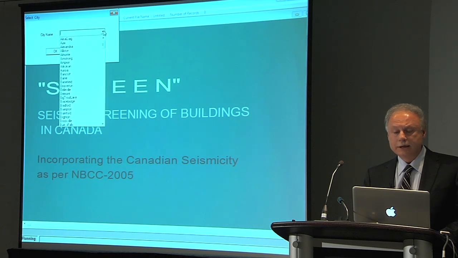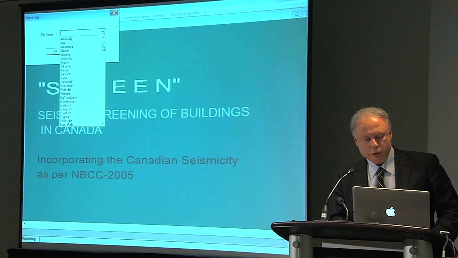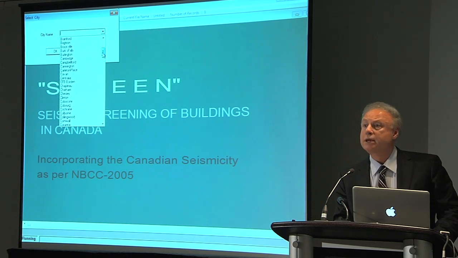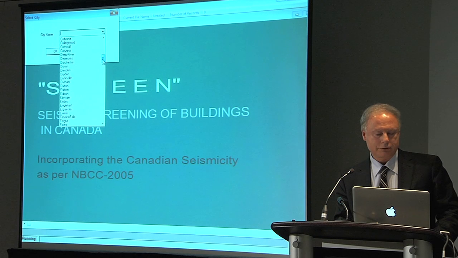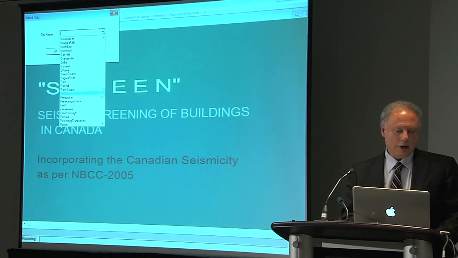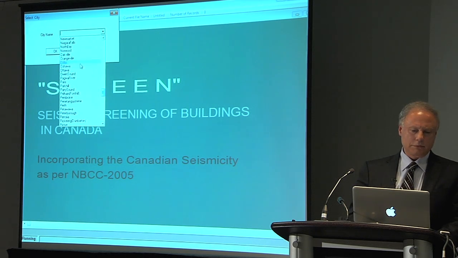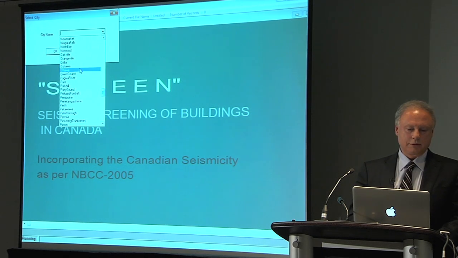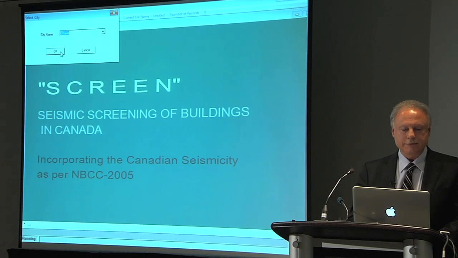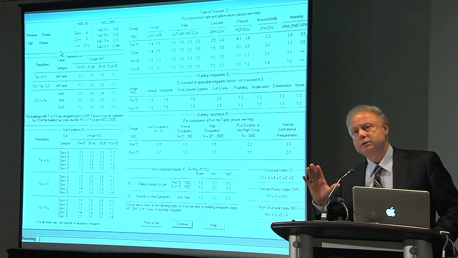And once again, all these municipalities are listed here for which NBCC provides hazard values in the form of uniform hazard spectral acceleration. So if I go down to Ottawa and select that, and if I say OK, then it would give you this table.